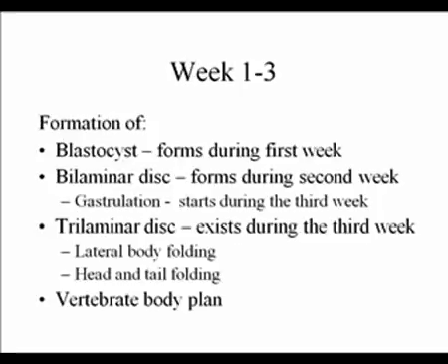During that time, we'll talk about the formation of the blastocyst, which forms during the first week of development. We'll then talk about the bilaminar disc, which forms during the second week. The bilaminar disc will turn into a trilaminar disc, undergoing the process we call gastrulation. This starts during the third week of development. The trilaminar disc then will undergo lateral body folding and head and tail folding, so that the vertebrate body plan is established by the end of the fourth week.